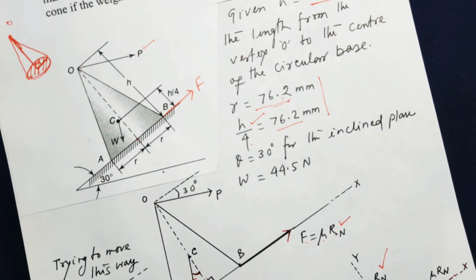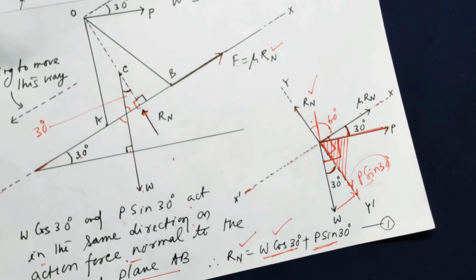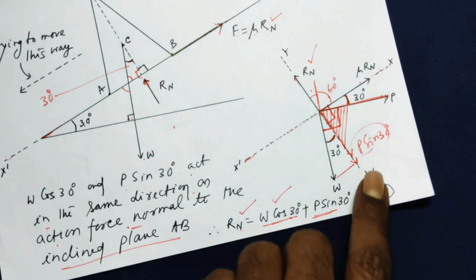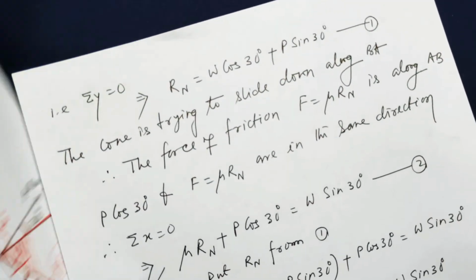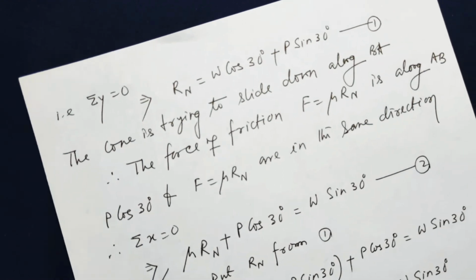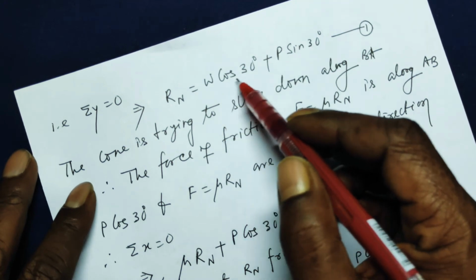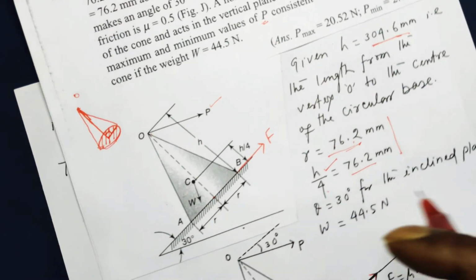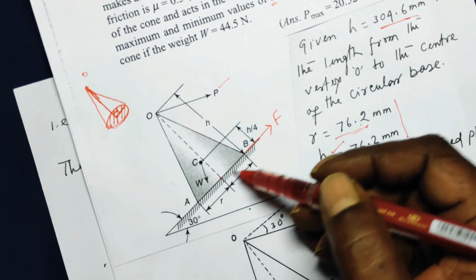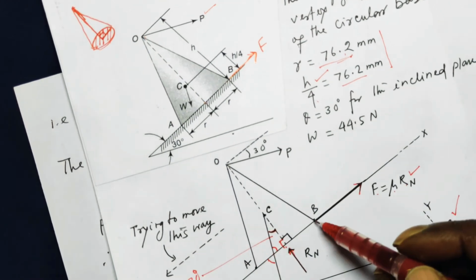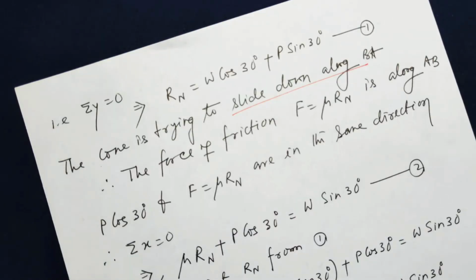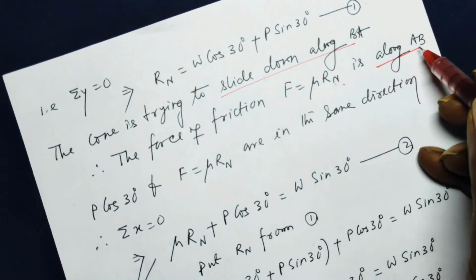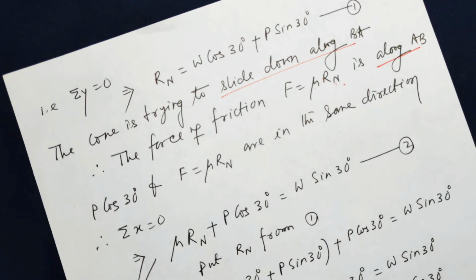Now once that is known, let us apply sigma y is equal to 0, means sum of the forces along y-axis is equal to 0. That is, normal reaction Rn will be P sin 30 plus W cos 30. So applying sigma y is equal to 0, we get normal reaction W cos 30 plus P sin 30. The cone is trying to slide down along BA. So the force of friction is to this side, which I have shown here. And since force of friction F is mu times the normal reaction Rn, it is acting along AB, opposite to the direction in which the cone is trying to slide.